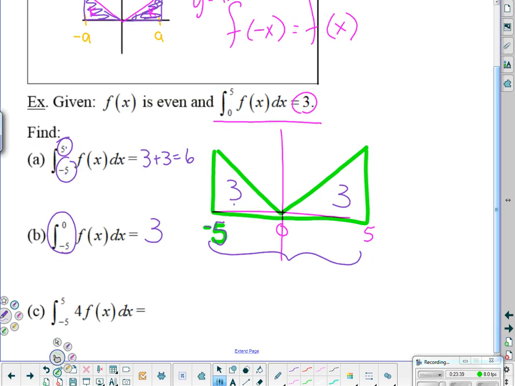What about negative 5 to 5 of 4 times f of x? Well, multipliers can be brought out front. If I'm multiplying the entire function times 4, bring it out front. Now I know I've got 4, and this integral evaluates to 6. We did that already. So I'm going to get 24.